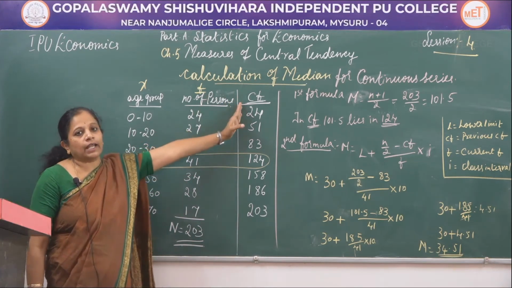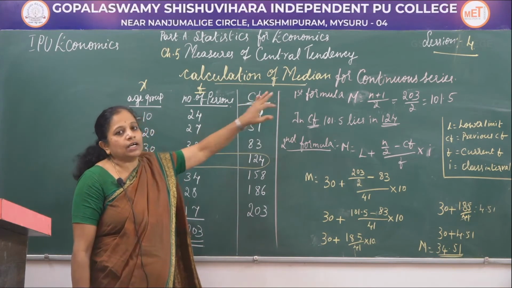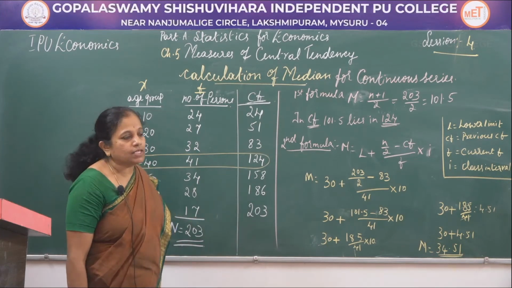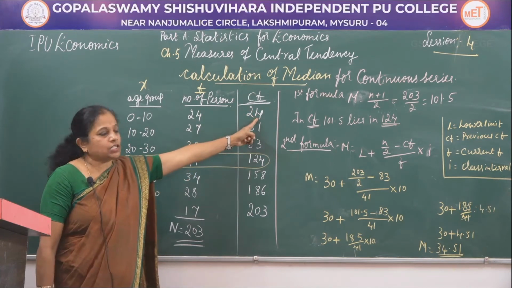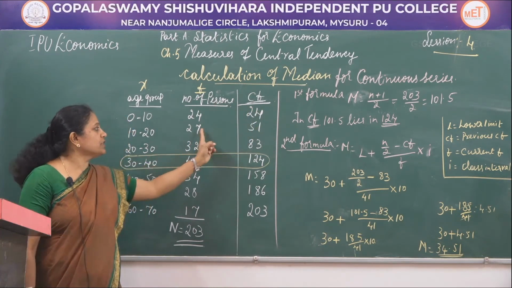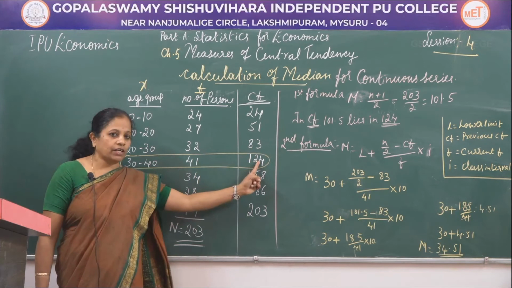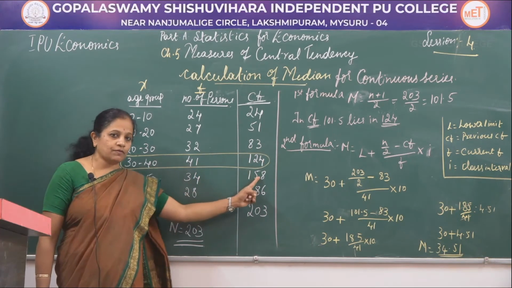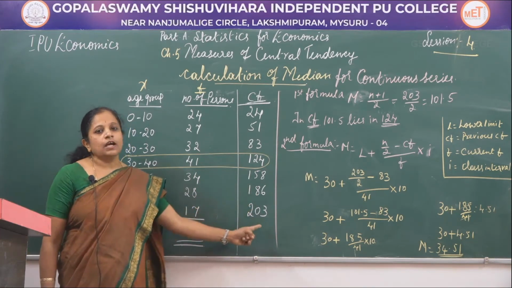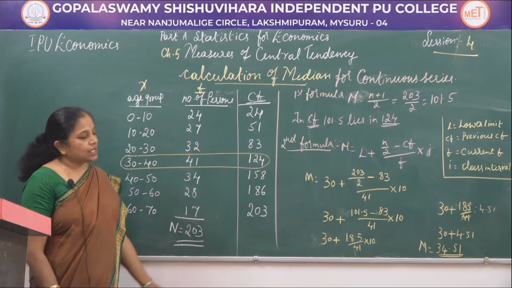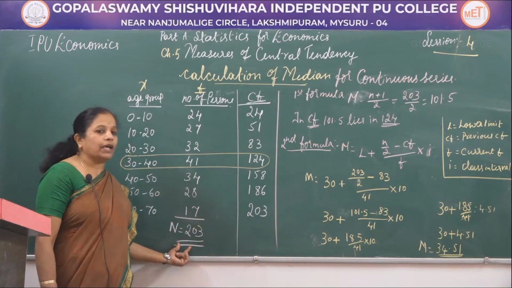And now let us start the calculation of the median for this continuous series. So first we have to write the CF, that is cumulative frequencies. The cumulative frequencies are, you know that the first one is as it is, we'll write that is 24, and 24 plus 27 is 51, 51 plus 32 is 83, 83 plus 41 is 124, 124 plus 34 is 158, 158 plus 28 is 186, and 186 plus 17 is 203. Remember, always the last value of the cumulative frequency should be equal to the n value.